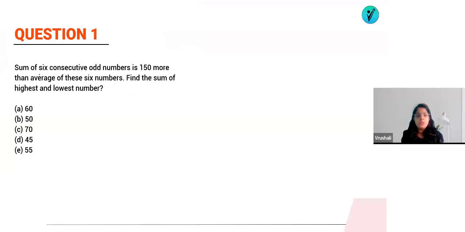First of all, which will be those 6 consecutive odd numbers? Suppose the first number is a, the second number will be a plus 2, third a plus 4, fourth a plus 6, fifth a plus 8, sixth a plus 10. These are the 6 consecutive odd numbers. Then what are they saying? The sum of all these is 150 more than the average of these.